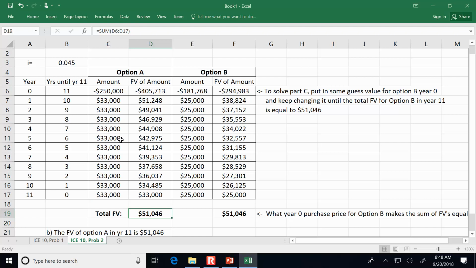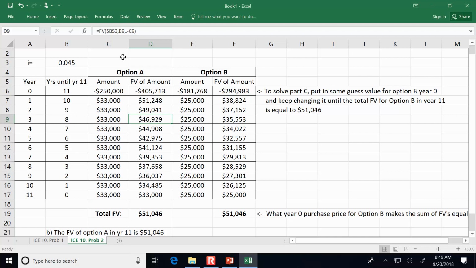And so here, the amounts get closer to their future amounts the closer you get to year 11. So you'll notice that $33,000 in year 10 is pretty close to $33,000 because it's only compounding 1 year into the future. So $33,000 in year 10, by the time it gets to year 11, is worth $34,485. Whereas that same $33,000, if you receive it in year 1, it has a lot of years to accumulate interest before it finally gets to year 11. So that's why these amounts are different as you move through time.